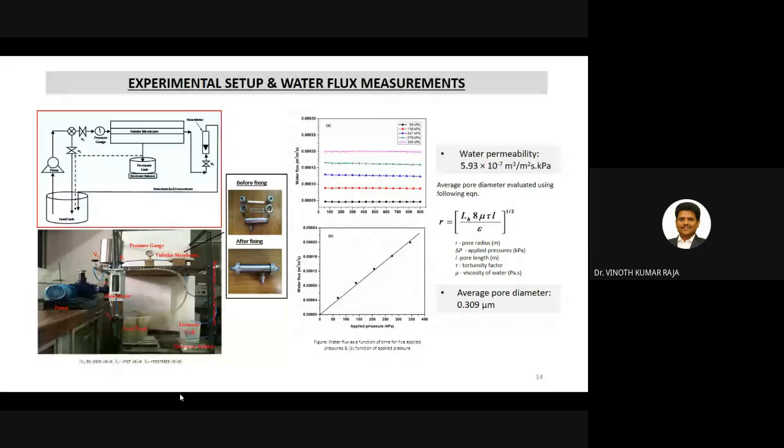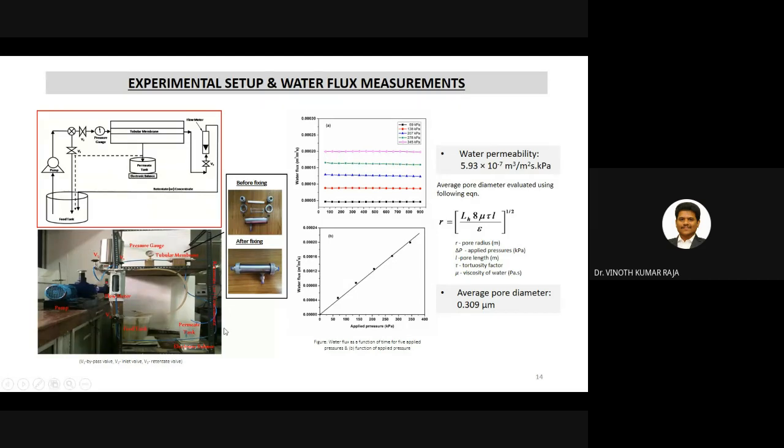So, having characterized the membrane, we also fabricated the experimental setup, which is useful for measuring the water flux as well as conducting separation or treatment applications. I would like to explain the experimental setup here. For better understanding, I have provided the schematic and pictorial representation. Here you can see the prepared membrane, and we also fabricated the tubular model, before fixing and after fixing. The pictures are provided here.